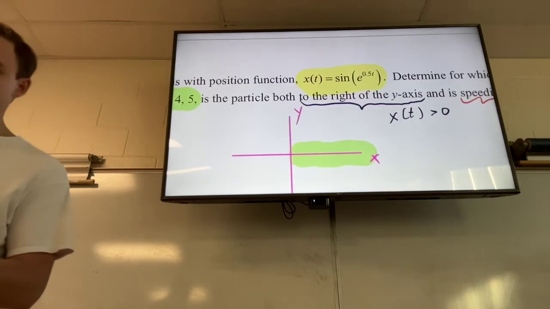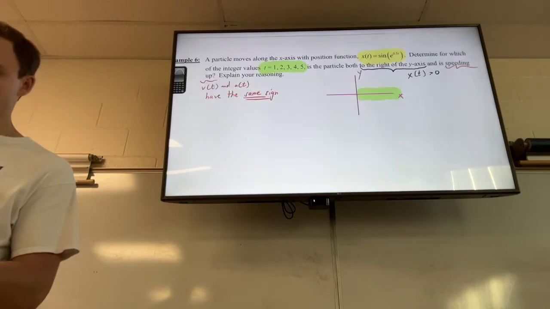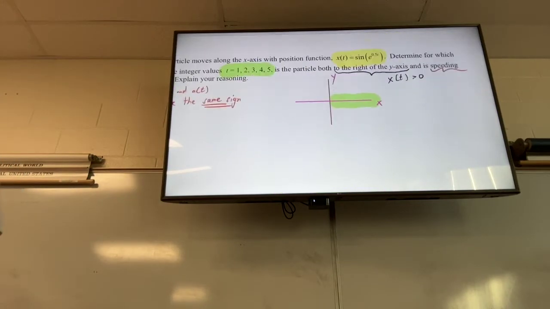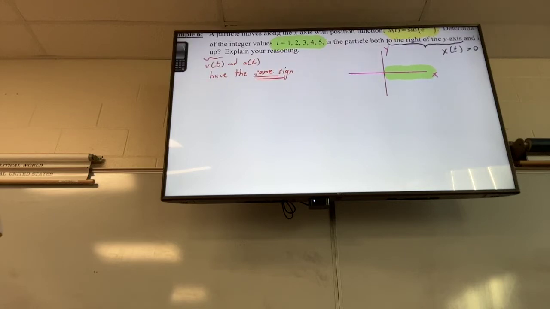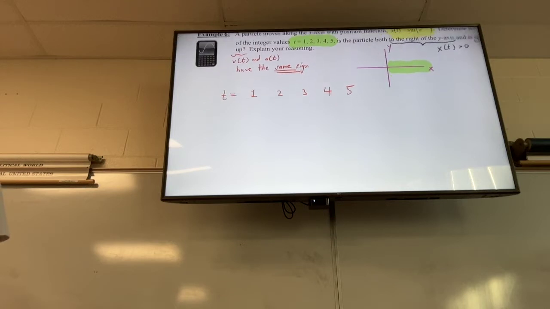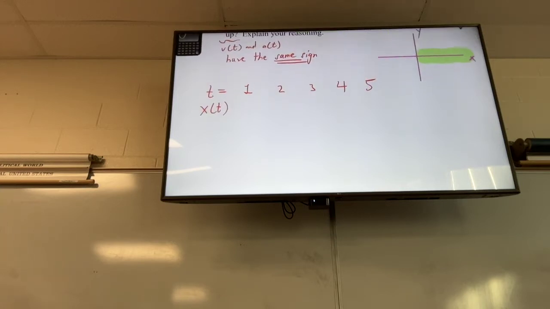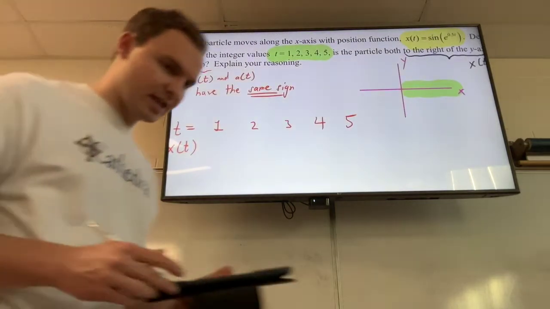So we have x of t. We can plug each value for t into x of t, so let's go ahead and do that. So we have t equals 1, 2, 3, 4, and 5, and then we're going to have x of t for each one. So let's do that with our calculator here.